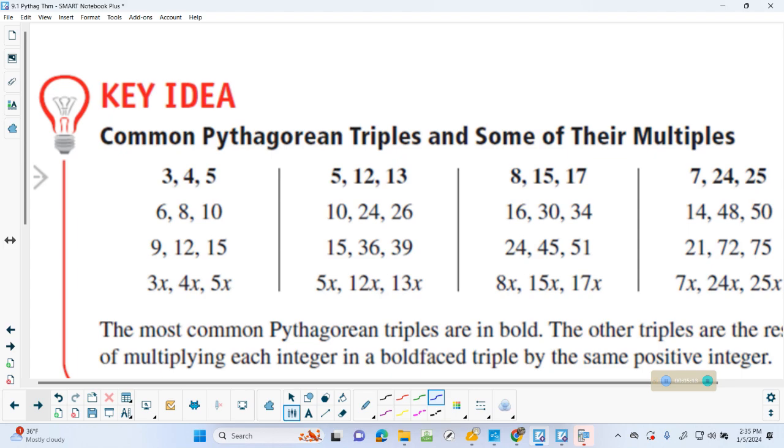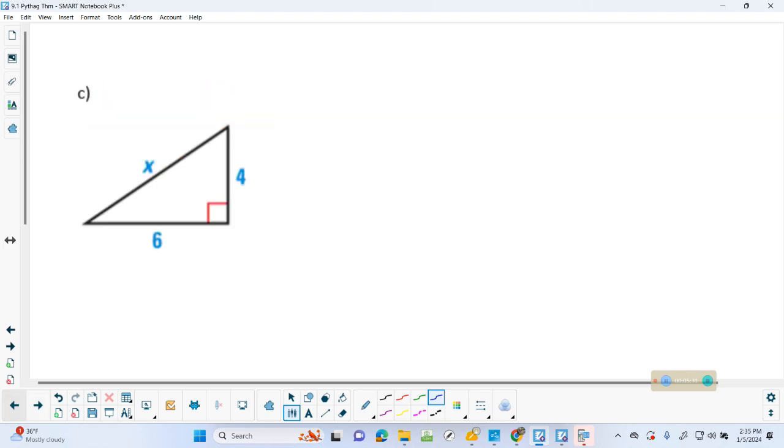3, 4, 5 always makes a right triangle. So does 6, 8, 10. We use 5, 12, 13 a lot in trig. So if I have 5 and 13, I automatically know the other side's 12. I don't have to do any work. So just to reference some Pythagorean triples, do you have to have this memorized? No, but that's what we're going to talk about here in a sec.